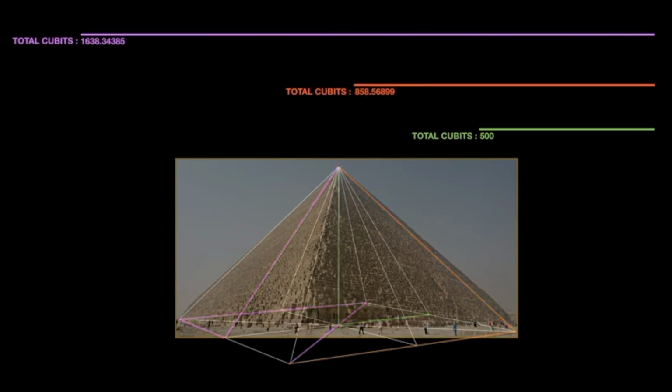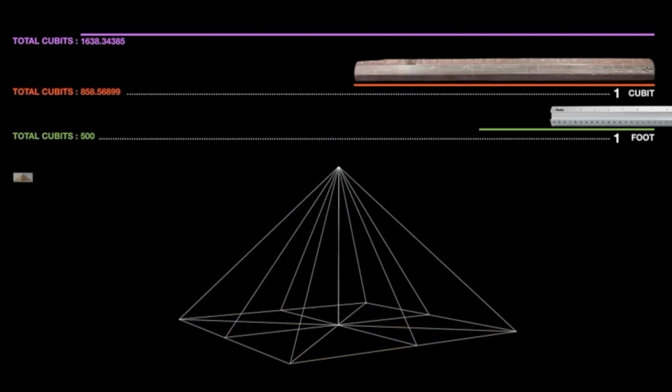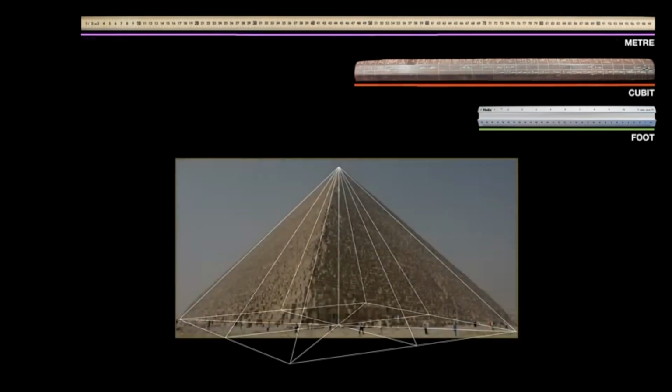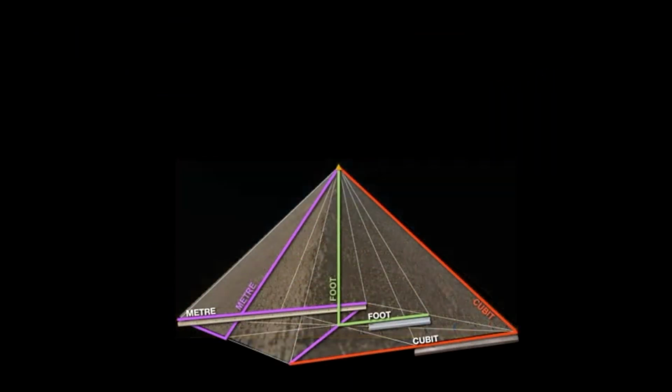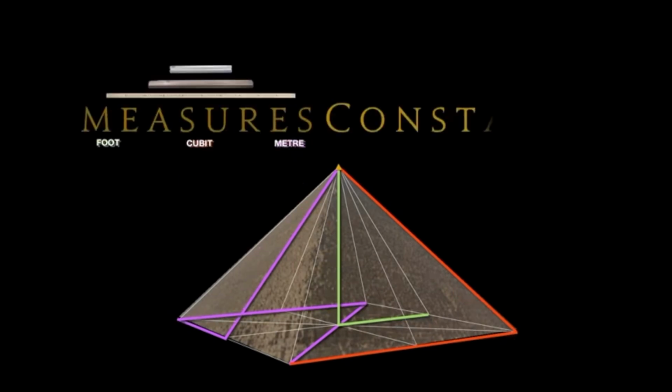You don't have to do the math, just hold your breath, because the ratios of these proportions are to an incredible 2 5,000ths of a foot and 4 5,000ths of a meter. Staggering. So the three most prominent units of measure are found intimately connected to each other in the basic proportions of the pyramid, and in the same place where we found the 12 math constants.